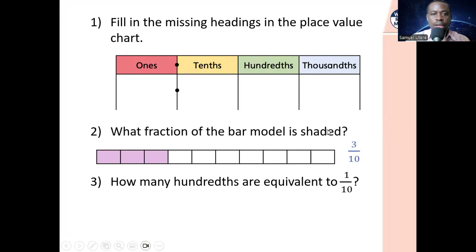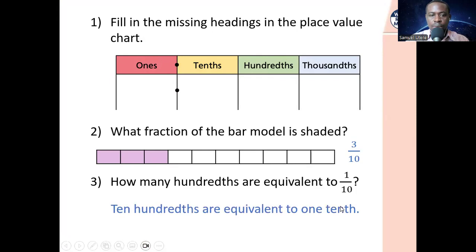In the next one, you were asked to write the fraction of the bar model. We can see here that 3 bars, remember the bars are of equal width, so 3 bars are shaded, so the fraction is 3/10 because it's 3 out of 10 bars. Here you were asked to write how many hundredths are equivalent to 1/10. There are 10 hundredths in 1/10, so 10 hundredths are equivalent to 1/10.